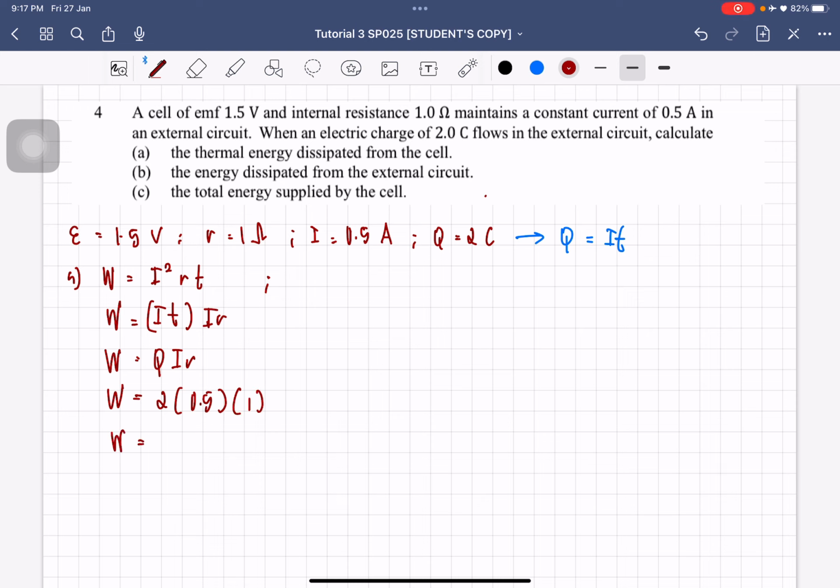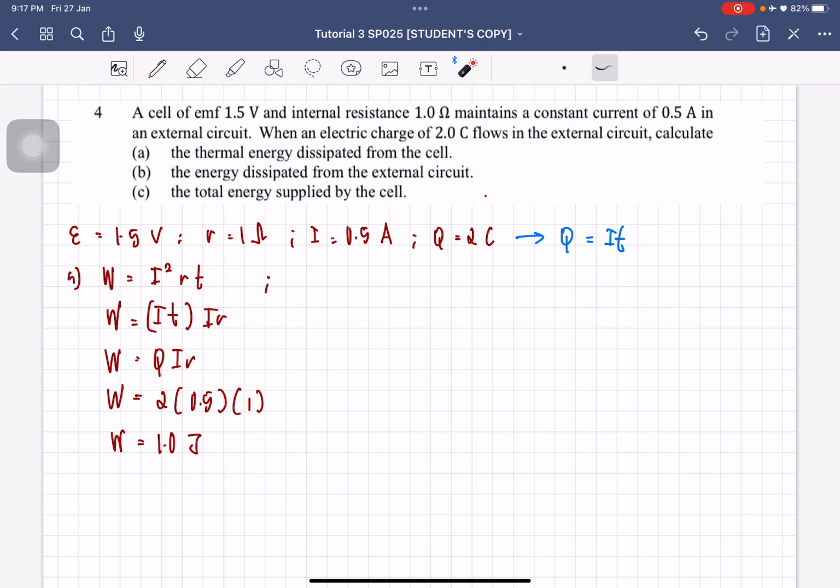So the energy dissipated from the cell is basically equal to 1 joule. So that is the heat dissipated from the cell. So that's why we are using the internal resistance.